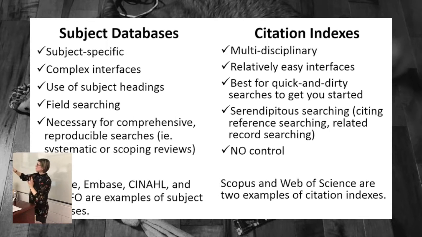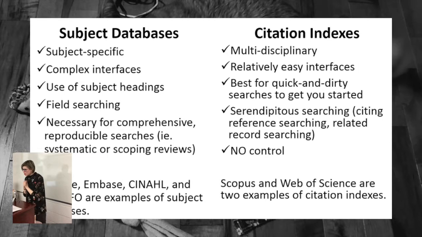And even between subject databases and citation indexes, where you can see examples at the bottom, subject databases are like MEDLINE, citation indexes are things like Scopus, which tend to be more multidisciplinary. There are differences of how you can search them, what they have in them, how they function. So even still, calling them both databases is just a blanket term.